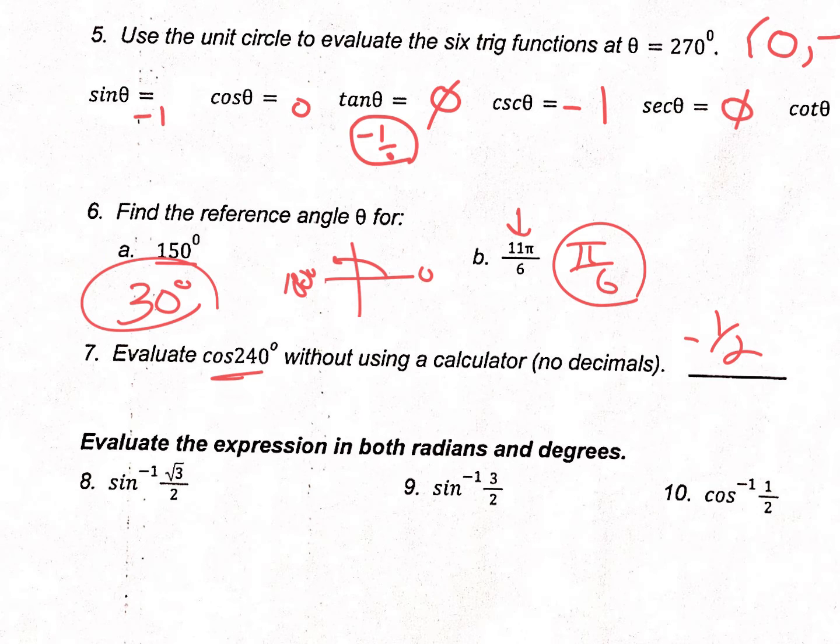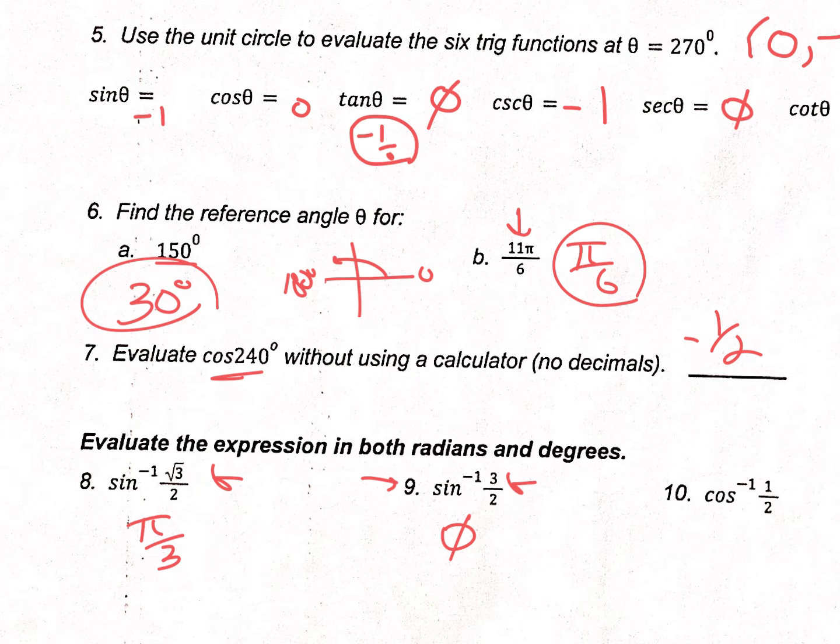Numbers 8 through 10 are doing the values backwards. This one is saying, where is sine square root of 3 over 2? You look in quadrant 1, and you should see that happens at pi over 3. Remember, it's asking where y is square root of 3 over 2. Same thing here. This is saying where is sine 3/2? Nowhere. Sine or cosine cannot be bigger than 1. There'll be one of those on your test tomorrow, just saying. So anything bigger than 1, you cannot do sine or cosine.